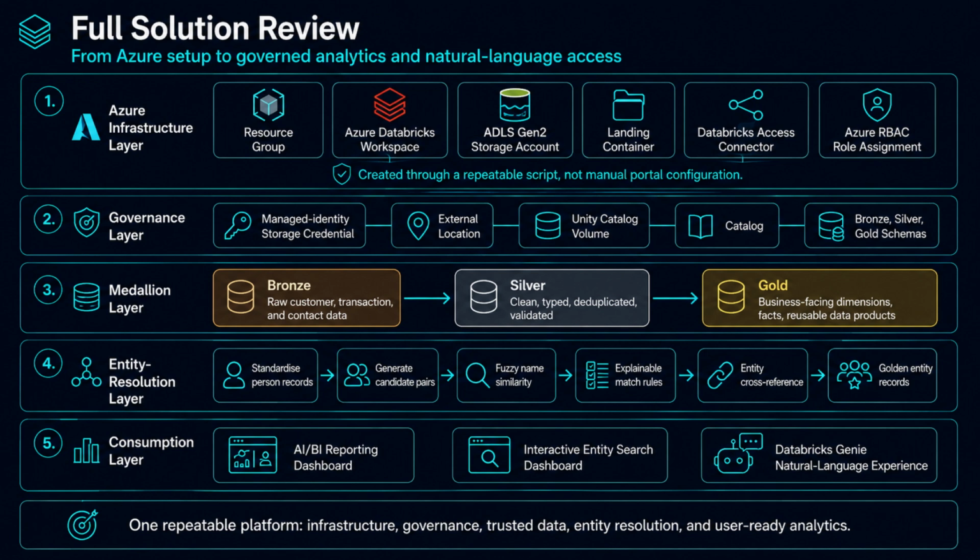At the medallion layer, bronze preserved the raw customer, transaction, and contact data. Silver cleaned, typed, deduplicated, and validated the source records. Gold created business-facing dimensions, facts, and reusable data products. At the entity resolution layer, we standardized person records into a common format, generated candidate pairs, calculated fuzzy name similarity, applied explainable match rules, created an entity cross-reference, and built golden entity records. Finally, we exposed the data through an AI/BI reporting dashboard, an interactive entity search dashboard, and a Databricks Genie natural language experience.